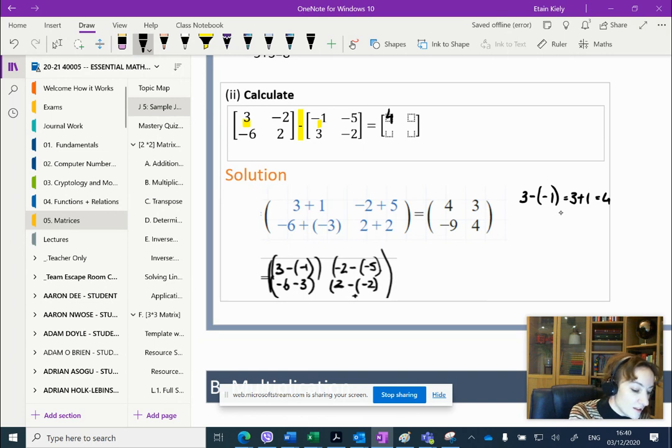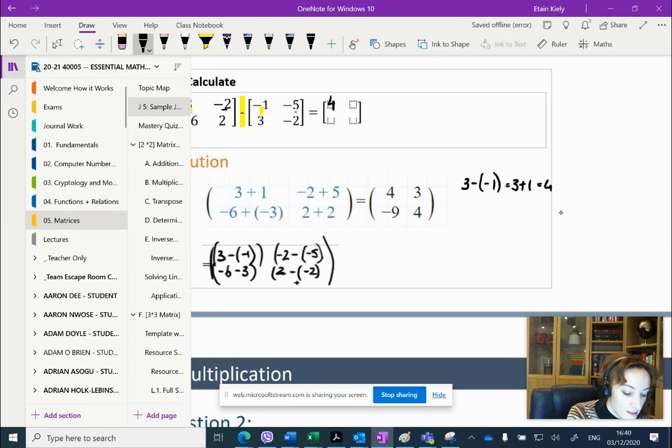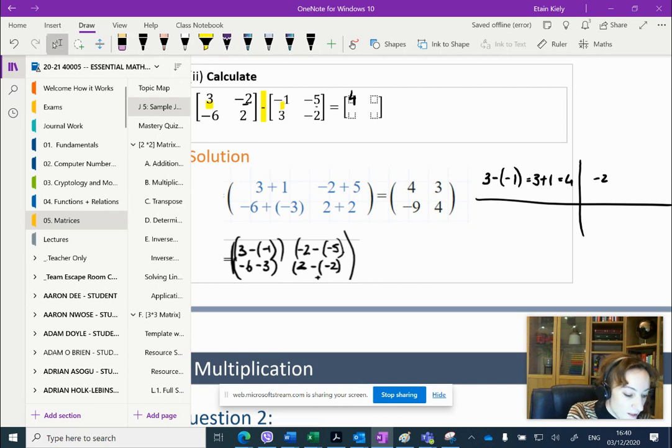Then we're going to look at this one and this one. Might just break it into these bits here so they're easy for us to see where they came from. So we're going to have minus 2 minus minus 5. And again, it's minus 2 plus 5, which is going to give us 3. So our answer here is 3. And then down here we have minus 6 minus 3. So this will give us minus 9 here.